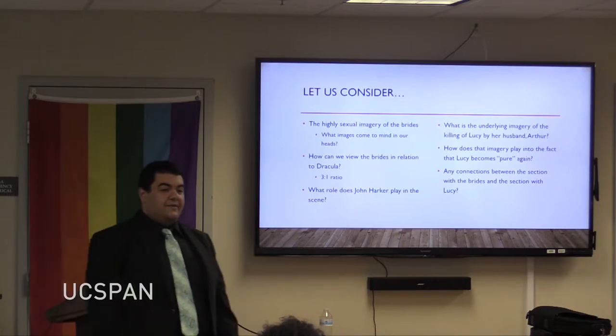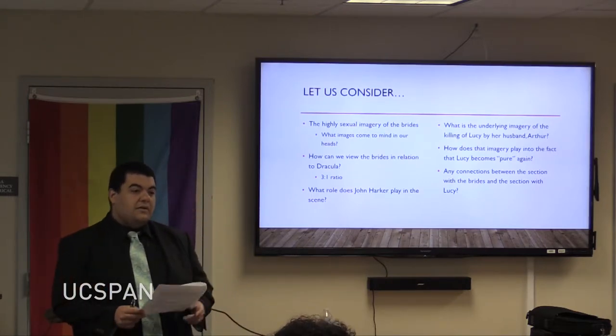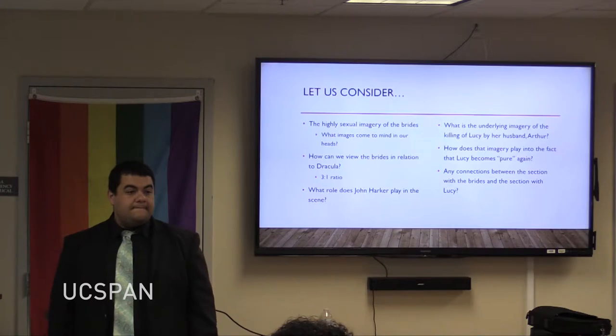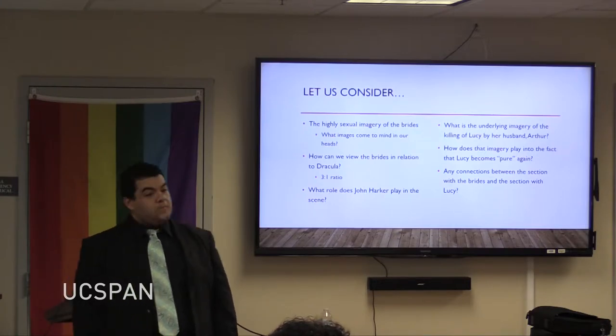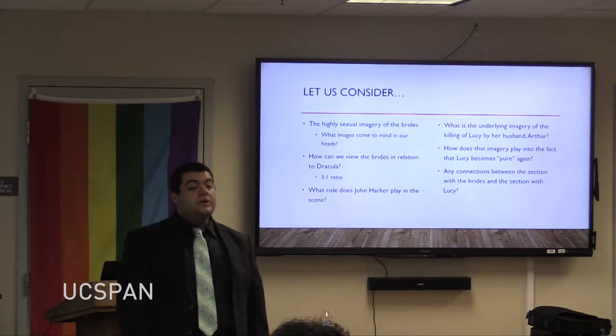Yeah. I was just wondering, when you mentioned the Oscar Wilde thing, can you explain that connection a little bit more? Because haven't some queer literary scholars described Dracula as maybe a metaphor for queer identity and these sorts of things? So how does that fit into this imagery of female sexuality?